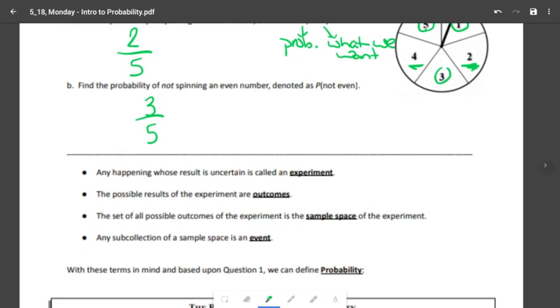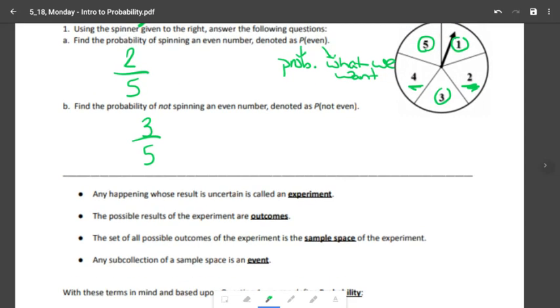So any happening whose result is uncertain is called an experiment. Now, if I were to spin the spinner, I really don't know what it's going to land on. So the act of spinning the spinner is considered an experiment.